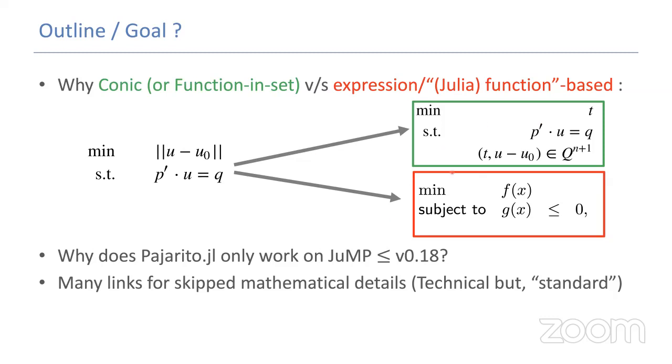So I want to talk a little bit about why this conic formulation is more interesting, and how it became one of the most important ways of writing optimization problems in the current versions of JuMP. In particular, one of the solvers that was very focused on conic optimization was the Pajarito solver. And it currently only works on JuMP below version 0.18. So I also want to mention why this hasn't changed yet.